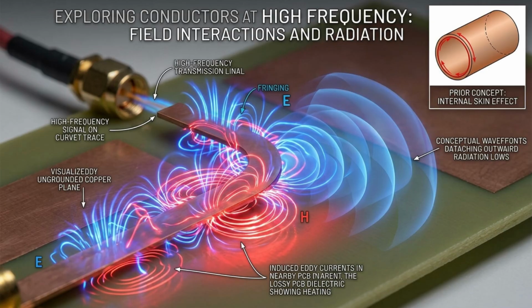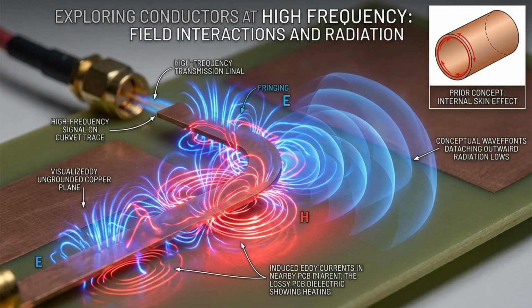Skin effect is only one consequence of high-frequency electromagnetic behavior. Conductors themselves begin to exhibit characteristics very different from those seen in ordinary circuits. In the next lesson, we will explore conductors at high frequency and discover how RF signals interact with conductive materials in practical systems.